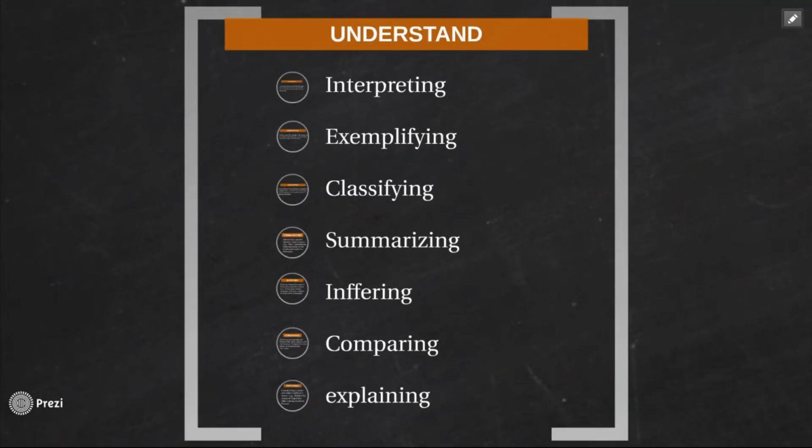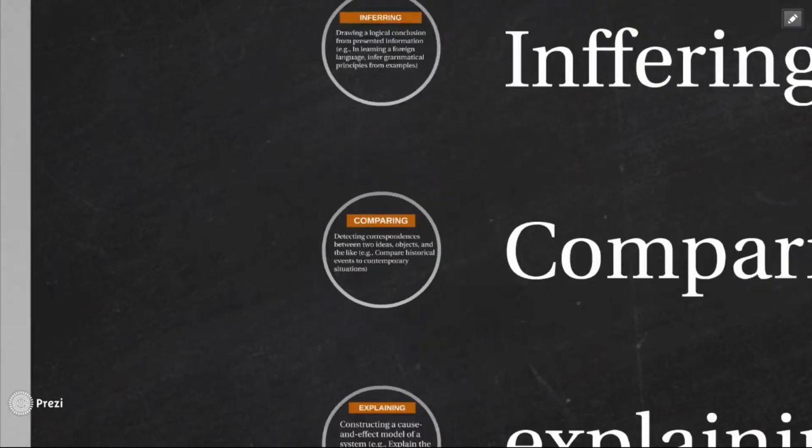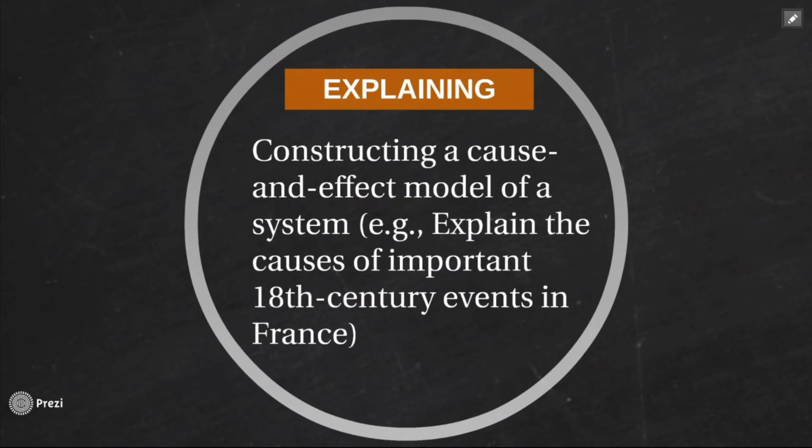And the sixth is comparing. Comparing means detecting correspondences between two ideas, objects, and the like, such as compare historical events to contemporary situations. The last one is explaining. Explaining means constructing a cause and effect model of a system, such as explain the causes of important 18th century events in France.